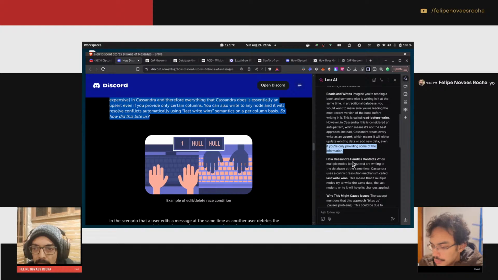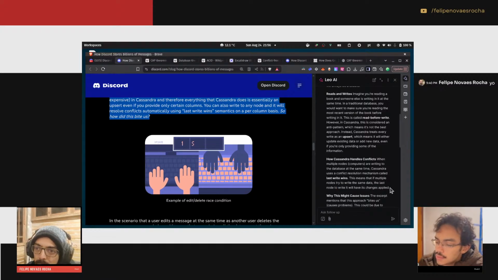So how does Cassandra handle conflicts? When multiple nodes, meaning computers, are writing to the database at the same time, Cassandra uses a conflict resolution mechanism called last write wins. It means that if multiple nodes try to write the same data, the last node to write will have its changes applied. So they're going to override.